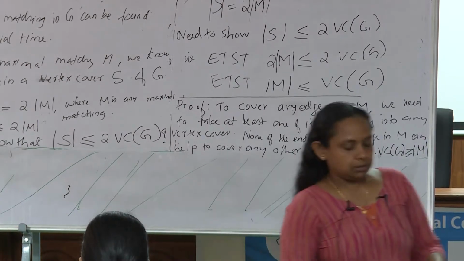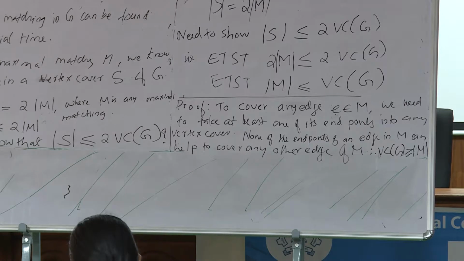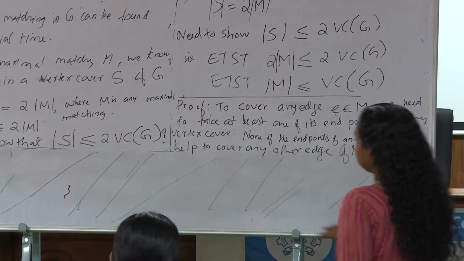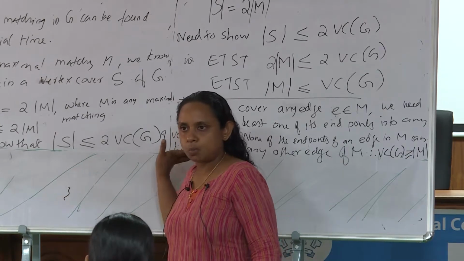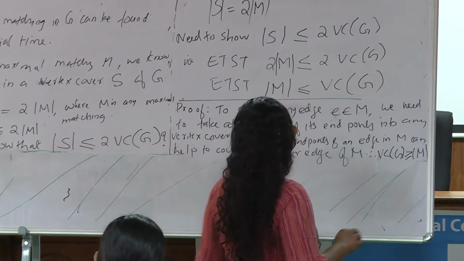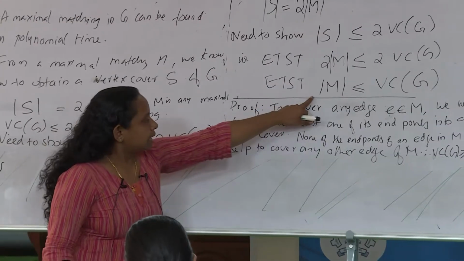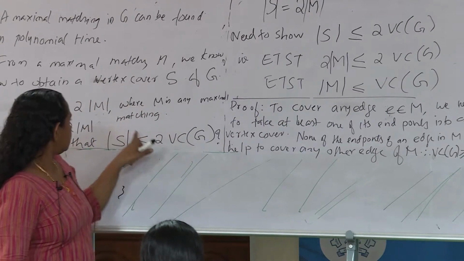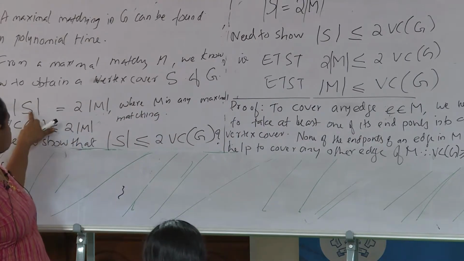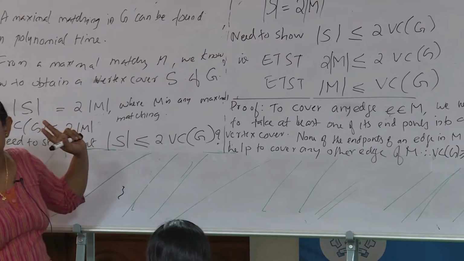Okay. So the part I needed to show is now shown. I showed that the size of M is less than or equal to VC of G. So S is 2M, and 2M is less than or equal to 2 times VC of G, right?